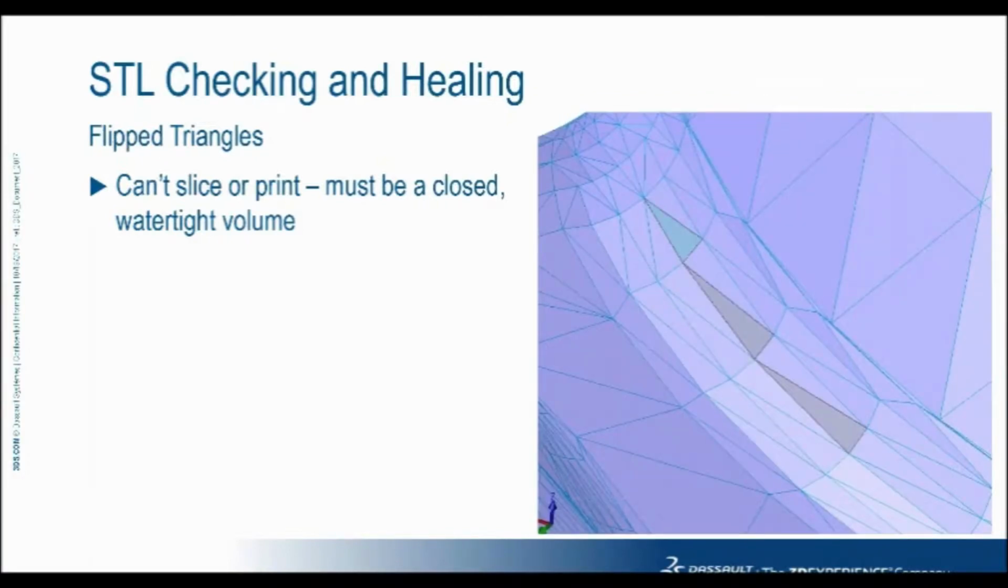The next common error is what we call flipped triangles. Triangles all have to be oriented the same way with the right-hand rule in order to determine that you have a closed volume. And often we see files that don't comply with that. So you have to have algorithms understanding the geometry to identify and correct this and get all the triangles pointing outward so that you can create this watertight volume.